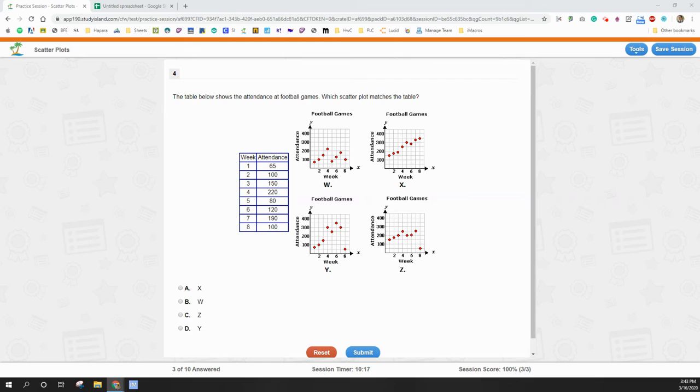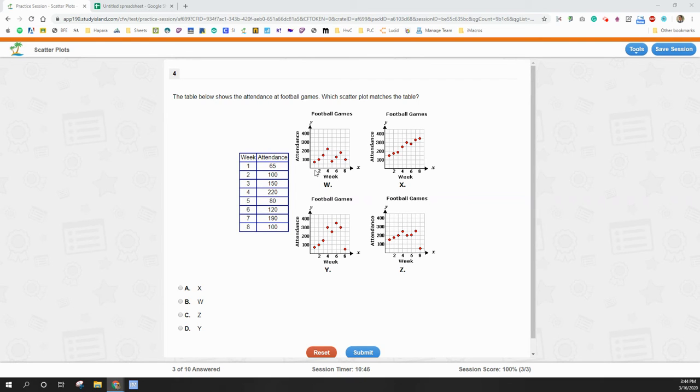This problem is very simple. All you need to do is take the data from the table and see which scatter plot is accurately plotting that data. So let's go through it. The first data point is week 1, attendance 65. Now, each one of these scatter plots that we have to choose from measures the weeks on the x-axis, and they each measure attendance on the y-axis. So we're simply looking for the point (1, 65). So let's go ahead and look for those.